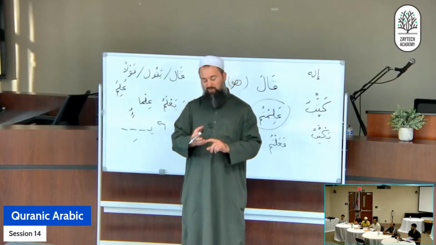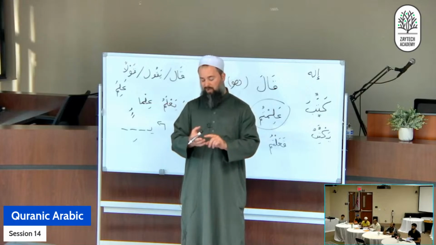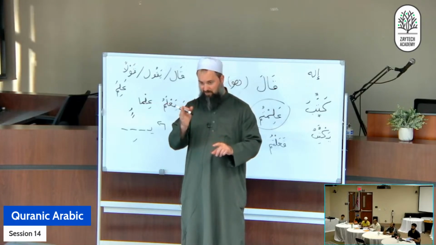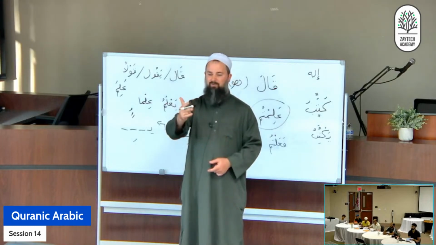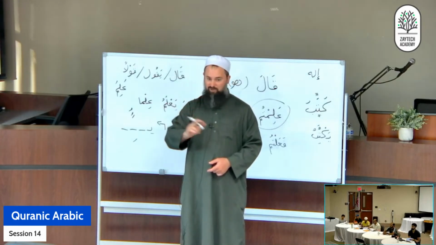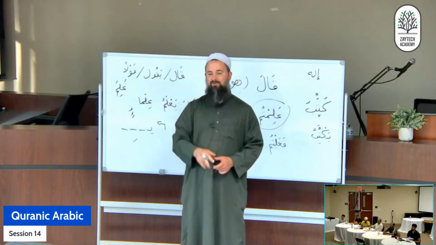You can say Muhammadun, Muhammadan, Muhammadin. It has a tanween and it has a kasra. Whereas Ibrahimu, Ibrahima, Ibrahima, no tanween ever. You can never have a tanween, and it can't ever have a kasra.